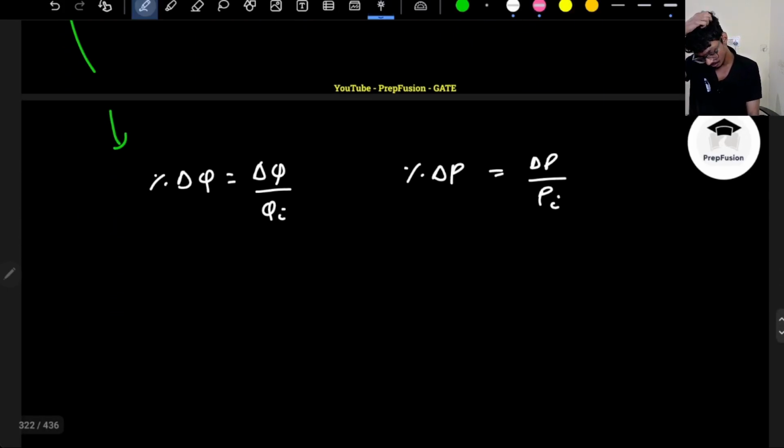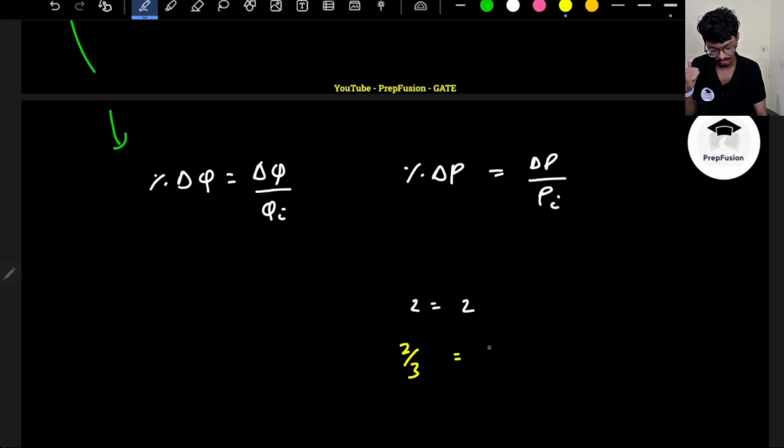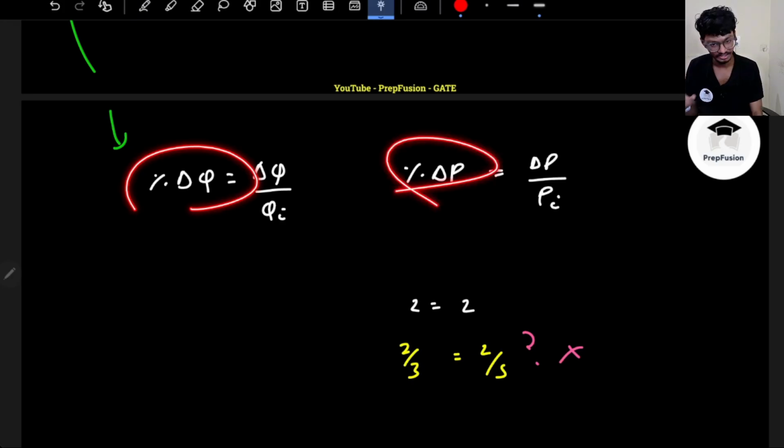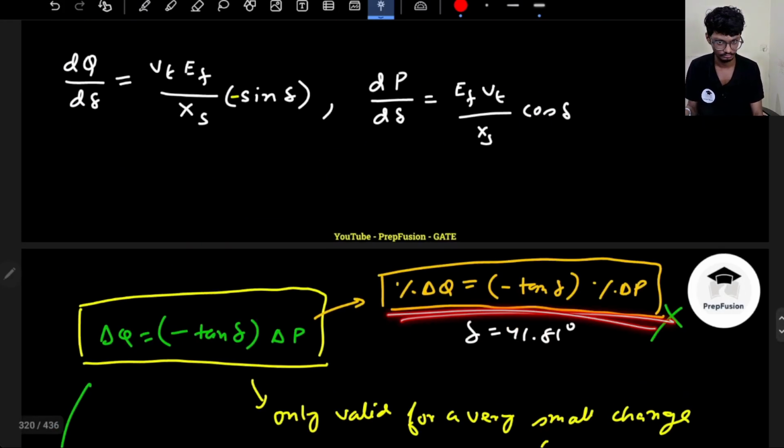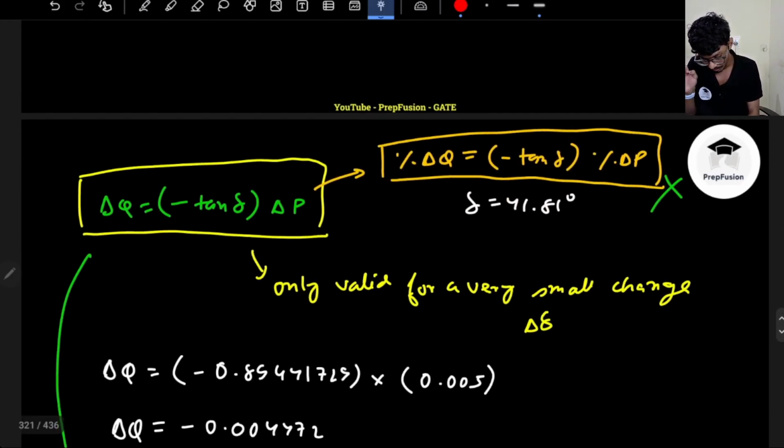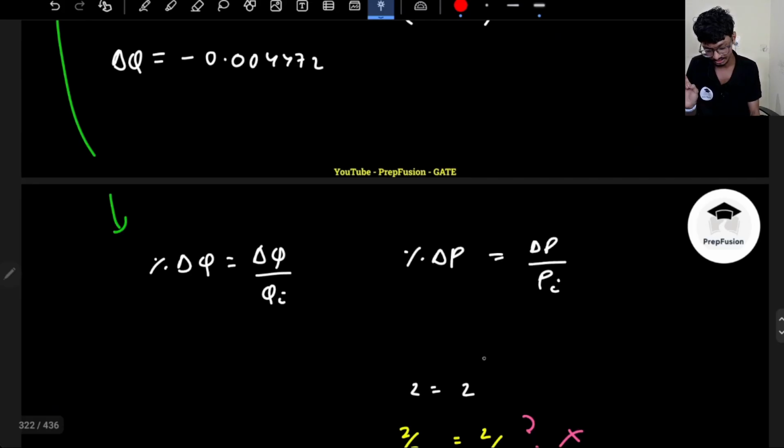So basically, if I say I have an equation here, 2 equals 2, and then you say that you are dividing the left hand side by 3 and the right hand side by 5, will this relation be still valid? No, right? So this relation is not valid. Percentage wise they are not equal. If it is not in percentage, the change in delta q I can directly relate here. So please keep this in mind, percentage wise they will not be equal.